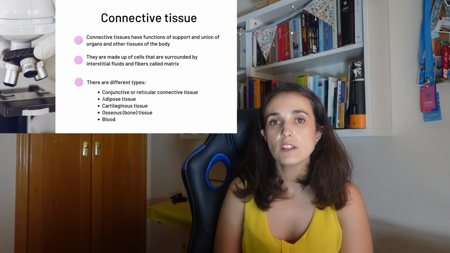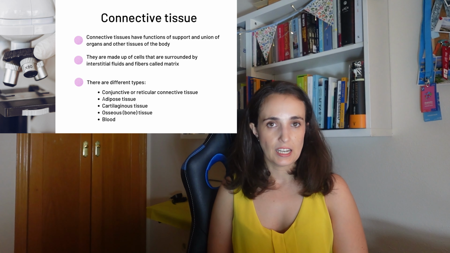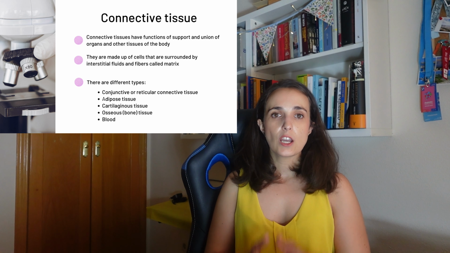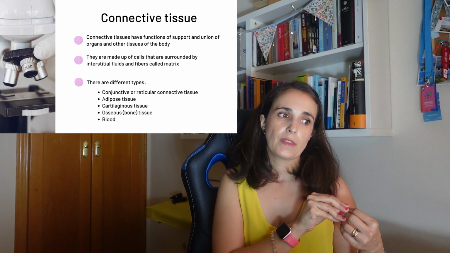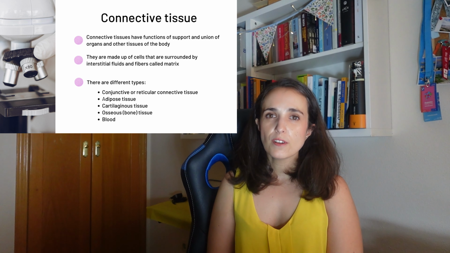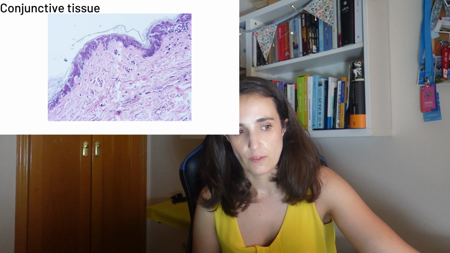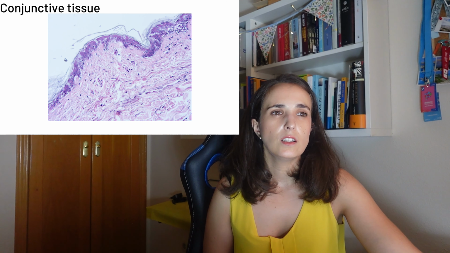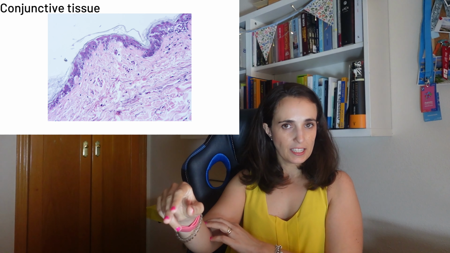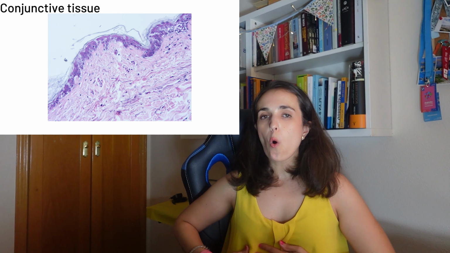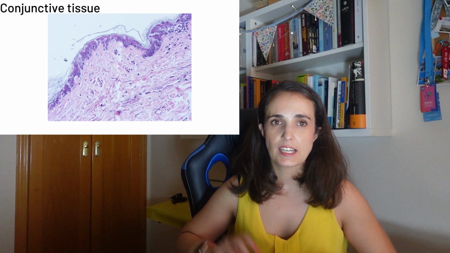Okay, so blood is considered a tissue even if it is liquid, because it connects cells around the body. So let's see one each of these tissues and their functions. The first one is the conjunctive tissue or reticular connective tissue. It is the tissue we can find under the skin and joining all the epithelia inside our body to our organs. It's like a glue.